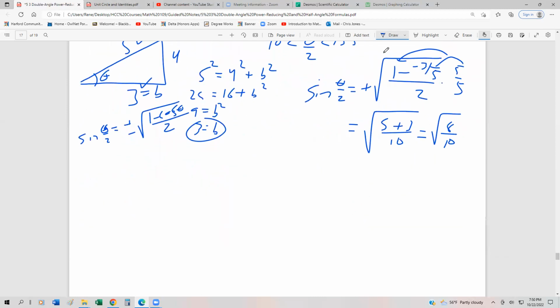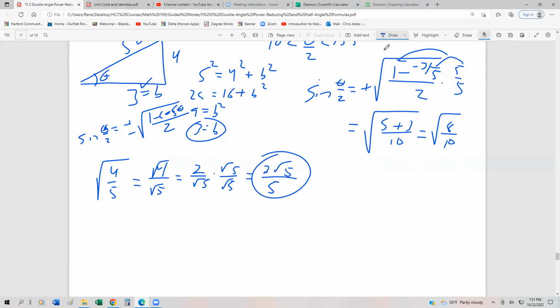And then when we simplify that, that just becomes the square root of 4/5, square root of 4 over square root of 5. Square root of 4 is 2. And then we multiply by root 5 over root 5. So this becomes 2 root 5 divided by 5. That is for letter A.